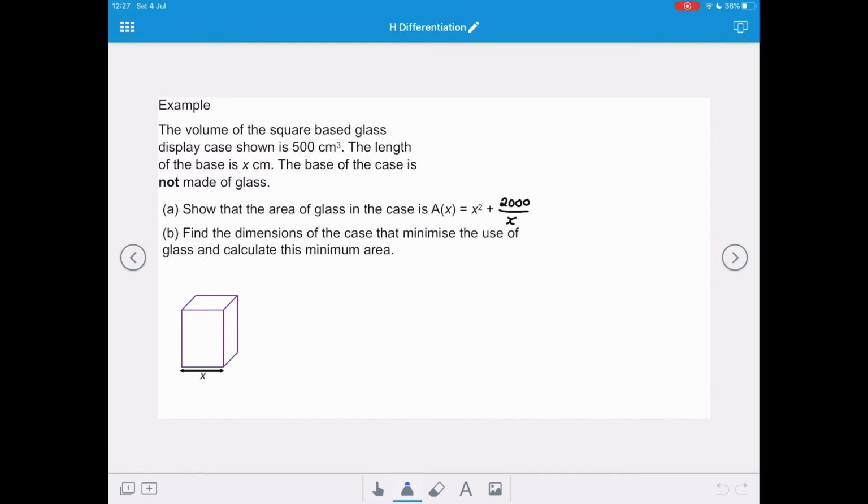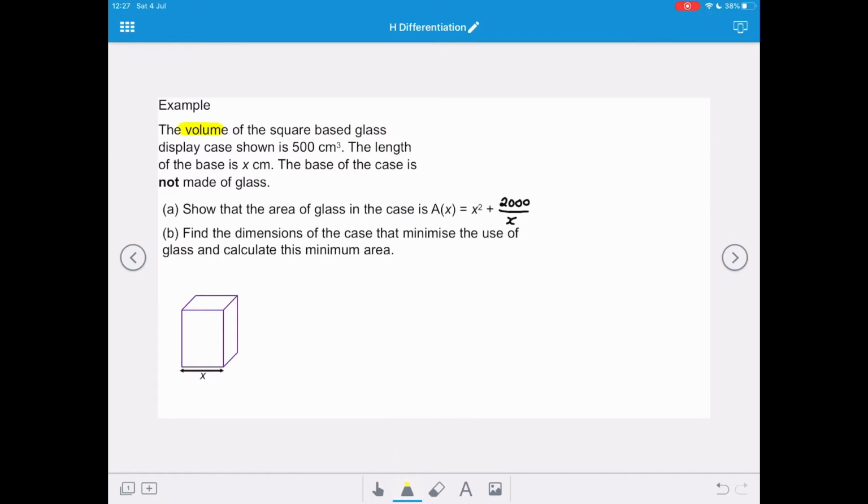So in this example, the volume of the square-based glass display case shown is 500 cubic centimetres. The length of the base is x centimetres. The base of the case is not made of glass. And we want to show that the area of the glass in the case is A equals x squared plus 2000 over x.